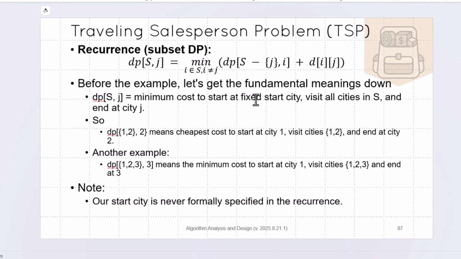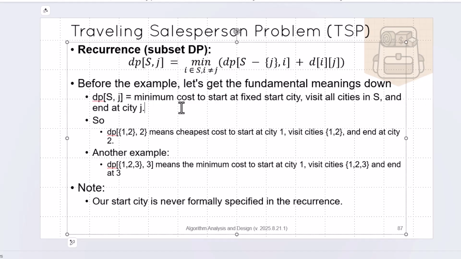Before the example, let's get the fundamental meanings down. Again, dp at S, j is the minimum cost to start at a fixed start city, visit all cities in S, and end at city j. As an example, dp at the set {1, 2}, comma 2 means the cheapest cost to start at city 1, visiting the cities 1 and 2, and ending at city 2. Another example, dp of the set {1, 2, 3}, comma 3, means minimum cost to start at city 1. We're always starting at city 1. That's implicit to our discussion for this particular set.